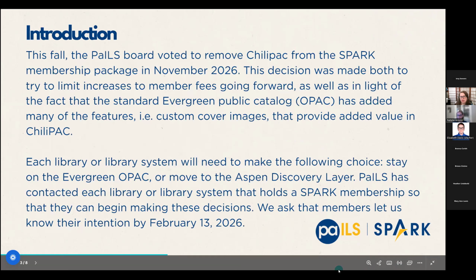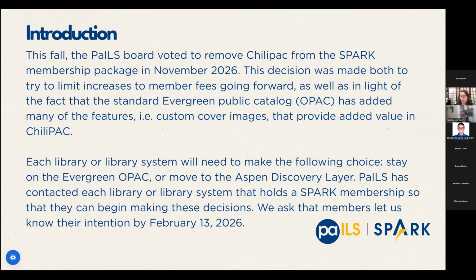Just a quick reminder of the context for this. So, the PaLS board did make the decision in November of 2026 to move away from the Chili Pack overlay that we currently have on our catalog. As we experienced just this morning, sometimes the interaction of these different products can be complicated and cause some issues. So there were many reasons for that decision, but part of it has to do with trying to control our member fees. And we're also now offering the Aspen Discovery Layer for anyone who wants to add that for an additional cost as an add-on option.